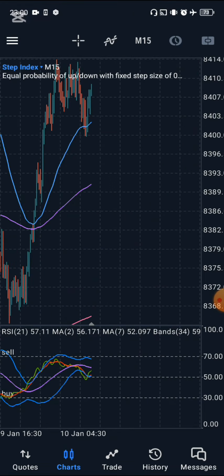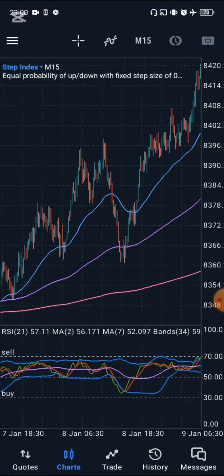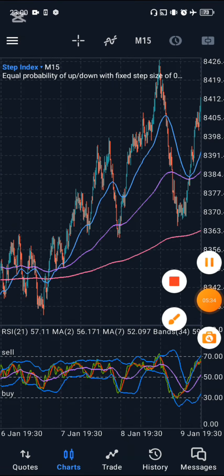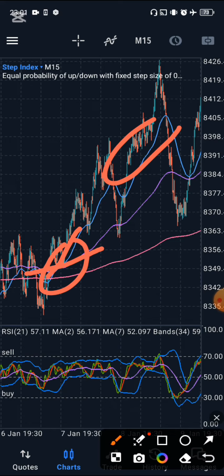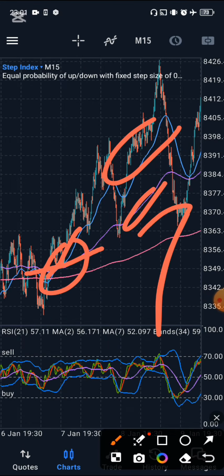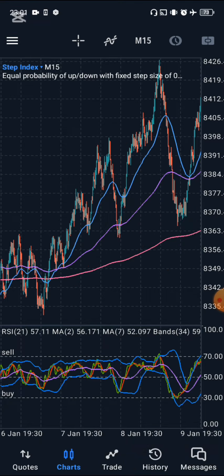So how are we going to be doing this? What we are going to be looking for first is the 50-200 cross. The 50-200 cross is when this blue line crosses over this purple line, whether it's to the upside or to the downside. Whenever they cross and this blue line is on top of the purple line, we know that the market is in an uptrend.